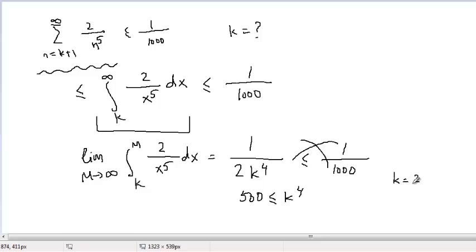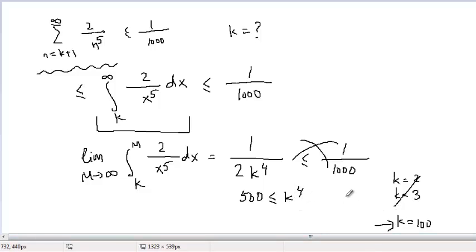So this definitely doesn't work, right? What about k equals 3? 3 to the power of 4 is 81. This will not work either. What about k equals 100? That will definitely work because 100 to the 4th power is way bigger than 500. But it's like in the previous problem, this is a very big number. I want the smallest such k.